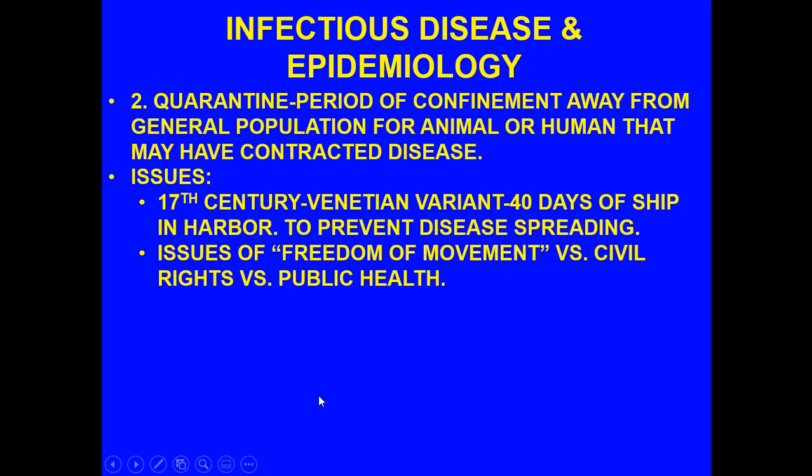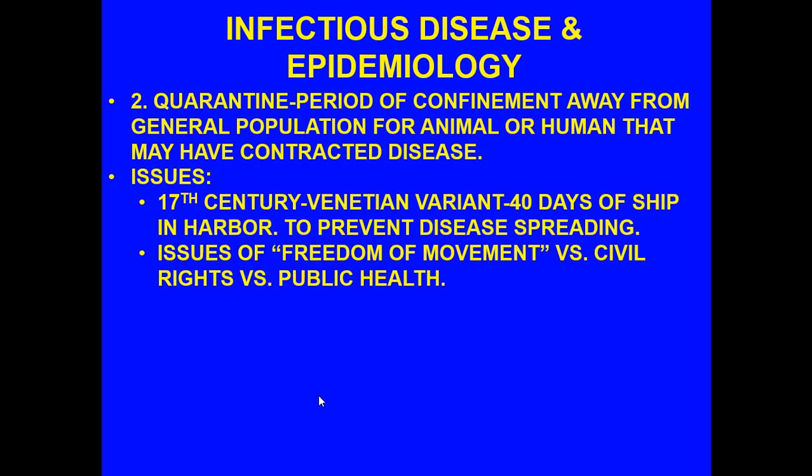Next issue, quarantine. This is a period of confinement away from the general population for animal or human that may have contracted the disease. Quarantine actually comes from a Venetian variant of the word for 40 days. What would happen is in the 17th century, when a lot of trade was occurring in Venice with the Venice traders and all of these very rich Italian power brokers, I might call them power brokers today, but basically they were tradesmen, etc.